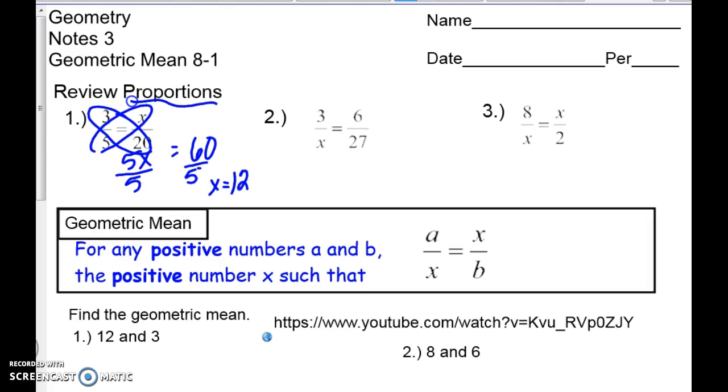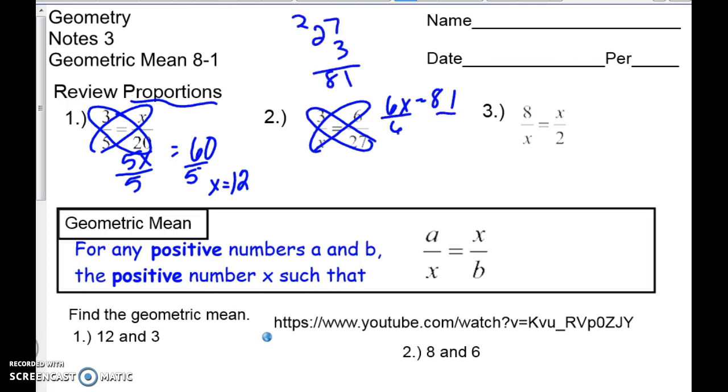Next one, cross multiply. 6 times x is 6x. What's 27 times 3? Is it 81? Is that right? So 74. Not that far off. 74. Yeah, because it's 74. Divide by 6. So what is 81 divided by 6? 13.5.